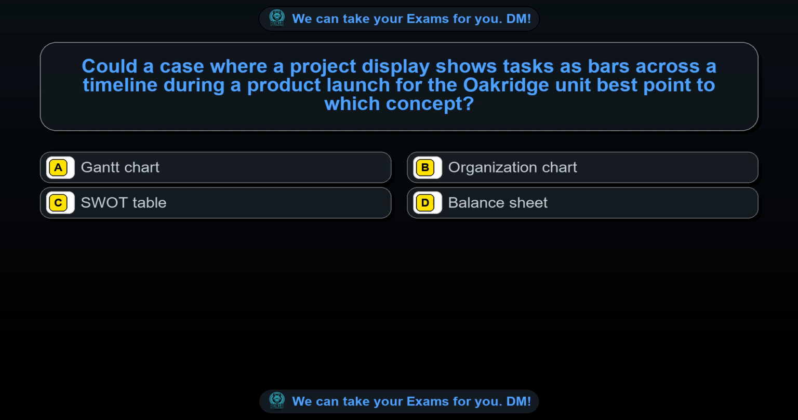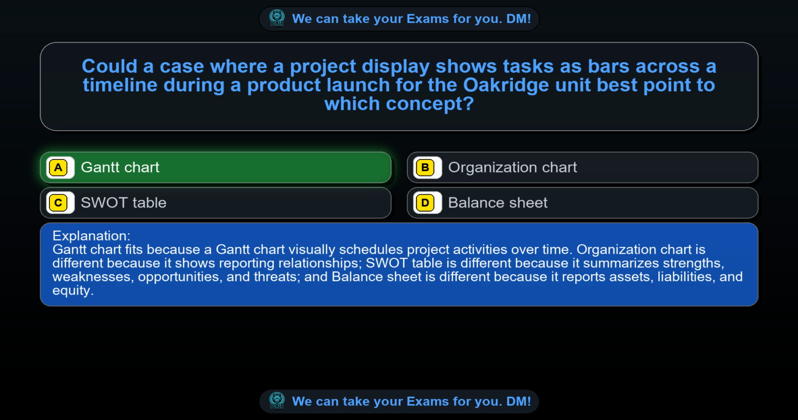Option C, SWOT table. Option D, balance sheet. The correct answer is option A, Gantt chart. Gantt chart fits because a Gantt chart visually schedules project activities over time. Organization chart is different because it shows reporting relationships. SWOT table is different because it summarizes strengths, weaknesses, opportunities, and threats. And balance sheet is different because it reports assets, liabilities, and equity.